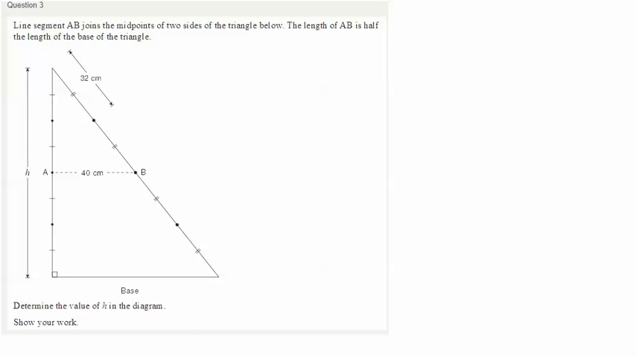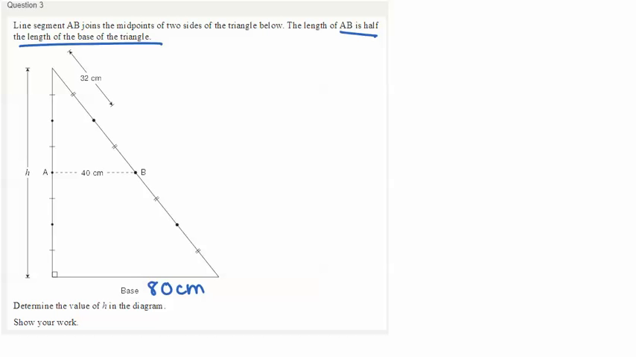Question 3. So we've got a triangle here. We know the length of AB is 40. And then it says the length of AB is half the length of the base of the triangle. So therefore the base of the triangle must be 80 centimeters, since 40 is half of 80.